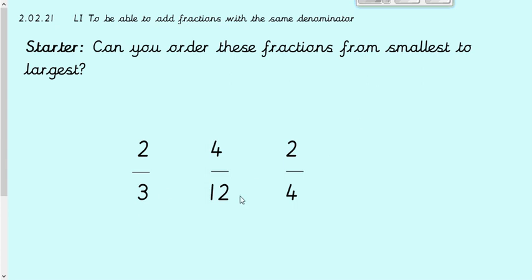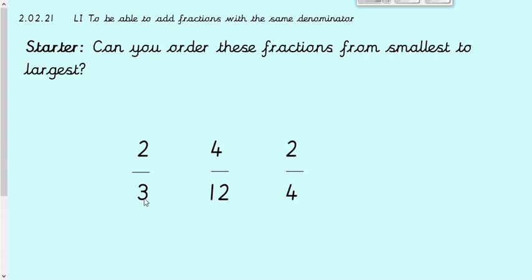So we have 3, 12 and 4. See if you can spot the relationship between those numbers and see if you can make all the denominators the same first, and then you'll be able to compare them to see which one's the biggest and which one's the smallest. If you're not sure, then stay with me and we'll go through it together.